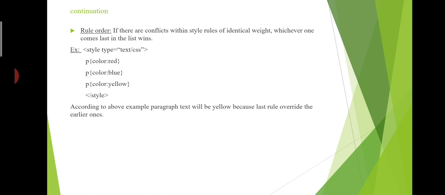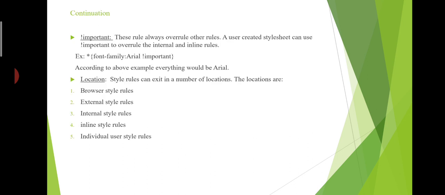Next, coming to rule order. If there are conflicts within the style rules of the identical weight, whichever one comes last in the list wins. For example, here I have given P color red, blue, yellow. So three. For the paragraph I have mentioned three different colors. According to this example, it will be yellow. So which comes at the last will be the first preference. So the content of the paragraph will be displayed with yellow color. So these are the different conflict resolution techniques.